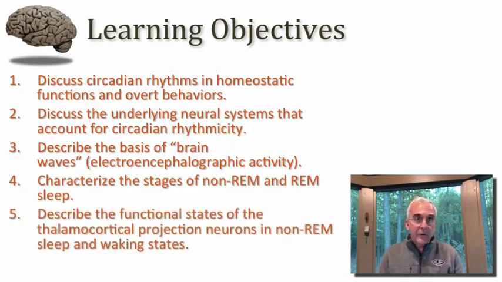And lastly, I want you to be able to describe the functional states of thalamocortical projection neurons. These are the neurons that project from the thalamus to the cortex. And I want you to appreciate how their state can change, and that this change in state can be used to understand the transitions from wakefulness to non-REM sleep to REM sleep, and back up through stages of sleep towards wakefulness once again.